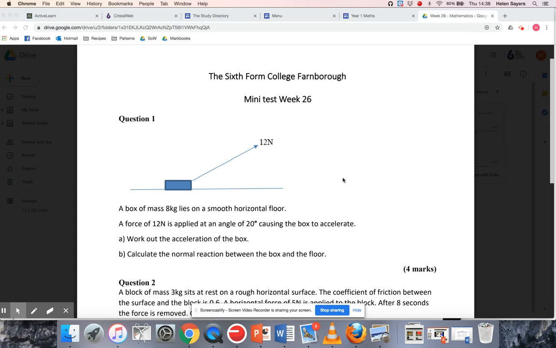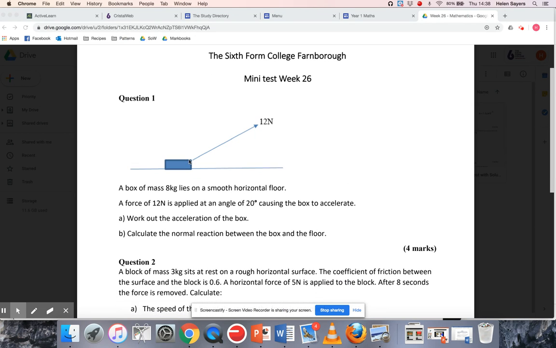Okay, we're looking at Minitest 26, question 1. So we've got a box of mass 8 kilograms. It's on a smooth floor, so that's important. Means there's no friction involved. And we've got 12 newtons, and we're told here that that's at an angle of 20 degrees.